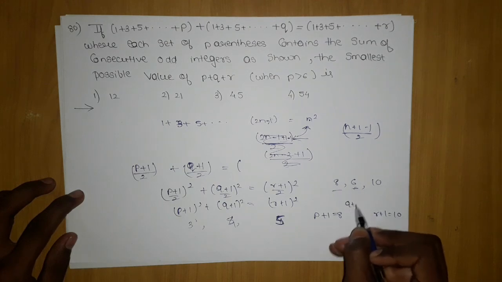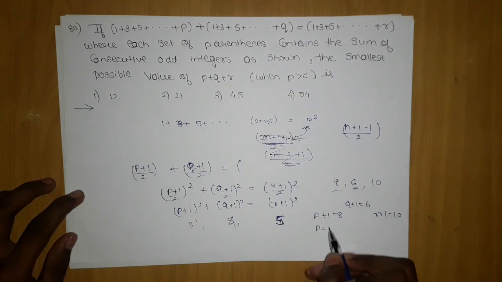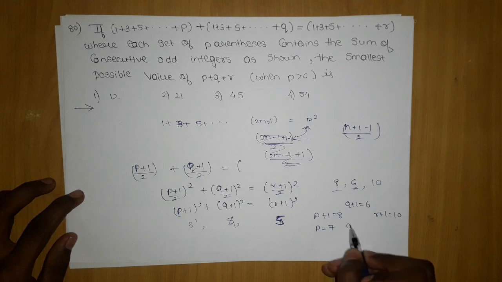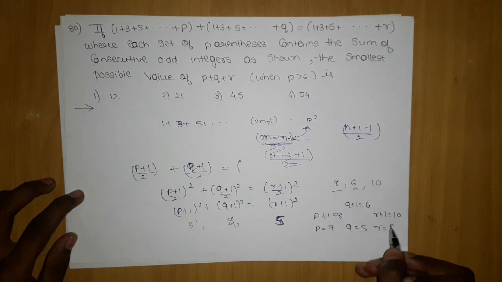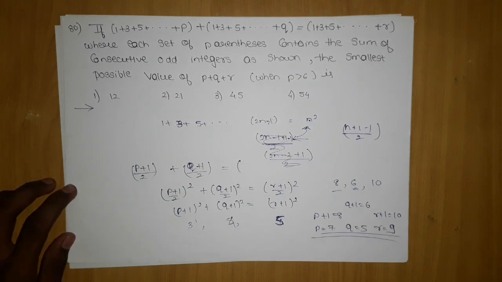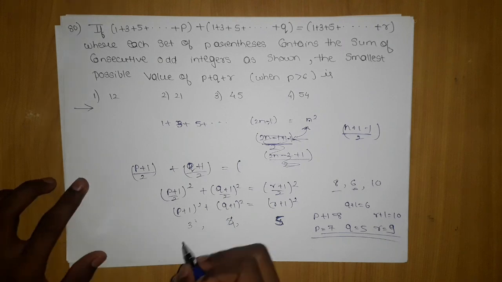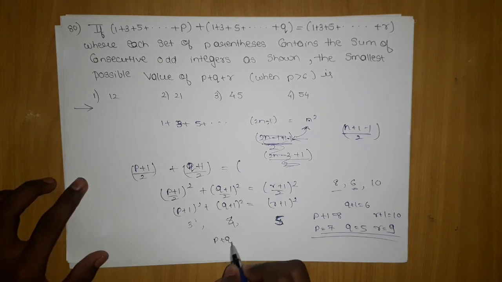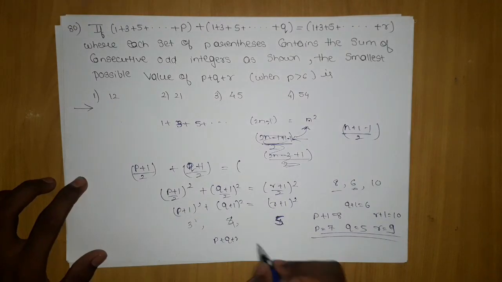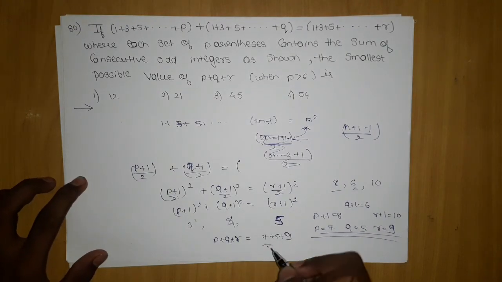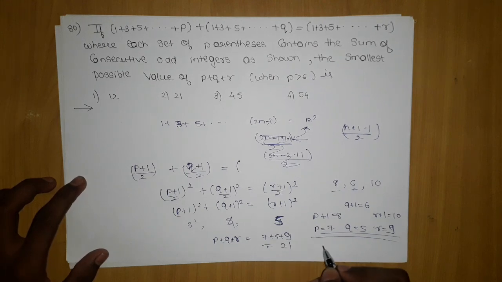So q plus 1 should be 6, which gives me p is equal to nothing but 7, q is equal to nothing but 5, r is nothing but 9. So this is the value of p, q, r. So the value of p plus q plus r is nothing but 7 plus 5 plus 9, which is nothing but 12 plus 9, 21. So 21 is the answer.